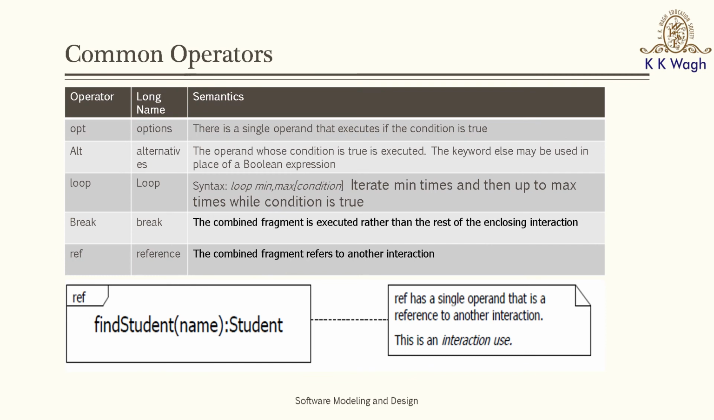Here are some common operators: OPT means option, then alternatives, loop, break and reference. We will see these using examples. This is one example of how it is denoted. Here, on the corner side, the operator is mentioned, that is reference. What is the meaning of reference? The combined fragment refers to another interaction. So this is an example for the reference operator. All these things we will see in the diagram further.